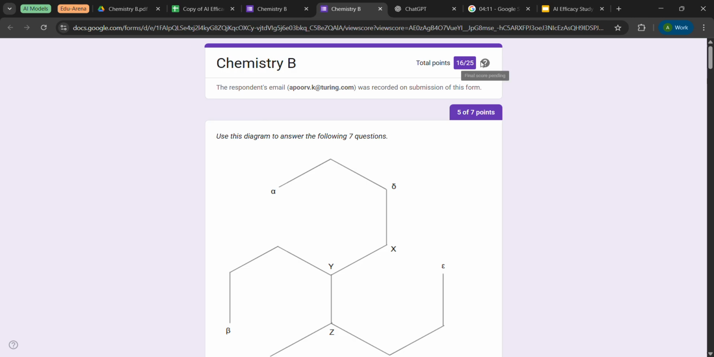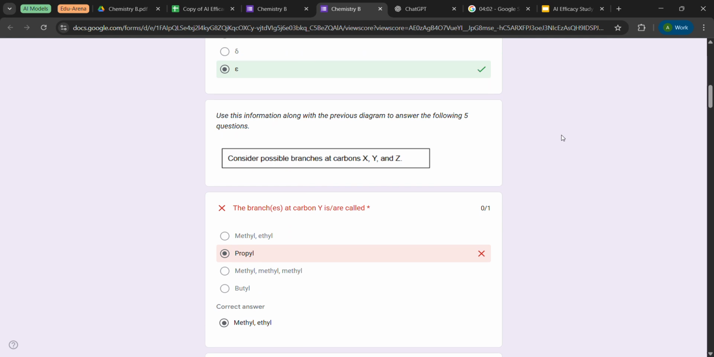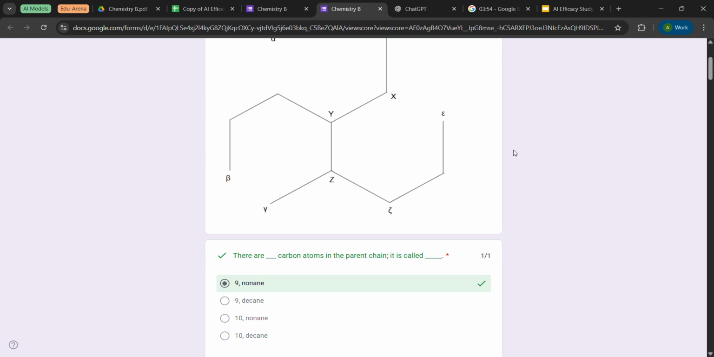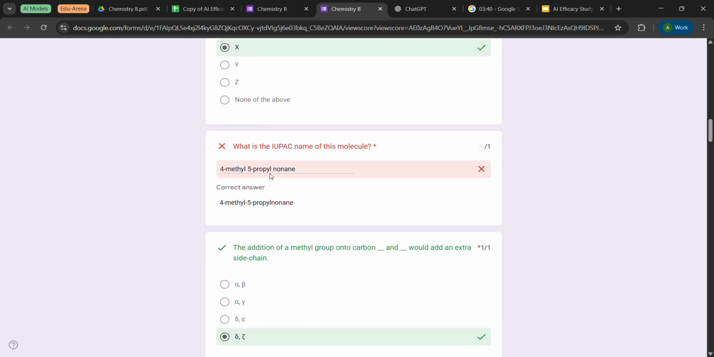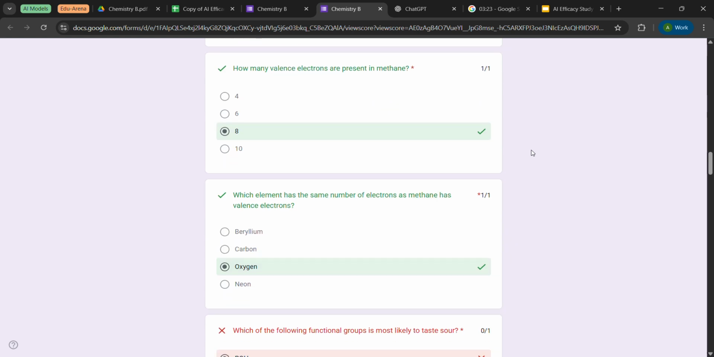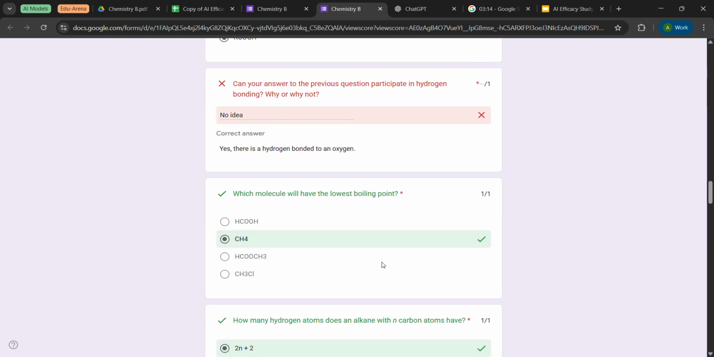Okay, so let us view our scores. It is 16 points out of 25. That's pretty good. So okay, this is correct, this is correct. Okay, methyl ethyl. Why? Meth, eth, 1, 2. No. Okay, I have no idea why this is the answer. This is correct, this is correct. Come on, this is almost the same. I have to add one dash over here. Okay, and the addition of a methyl group onto the carbon would add an extra side chain. That is correct. This is correct. I have no idea, not a clue. Hey, it's guesswork and it is correct. That's good.